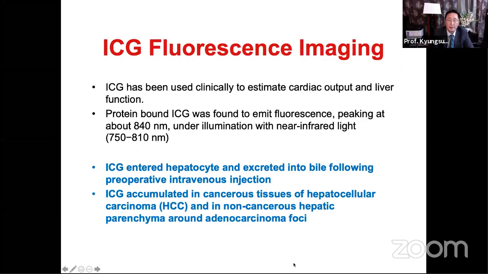Another advance in liver surgery is the introduction of ICG, indocyanine green fluorescence imaging. ICG used to be used to estimate liver reserve function in liver surgery. But another important aspect of ICG is that it enters the hepatocytes and is excreted into the bile following preoperative intravenous injection. ICG accumulates in the cancerous tissue of hepatocellular carcinoma, and in non-cancerous hepatic parenchyma around the adenocarcinoma foci.